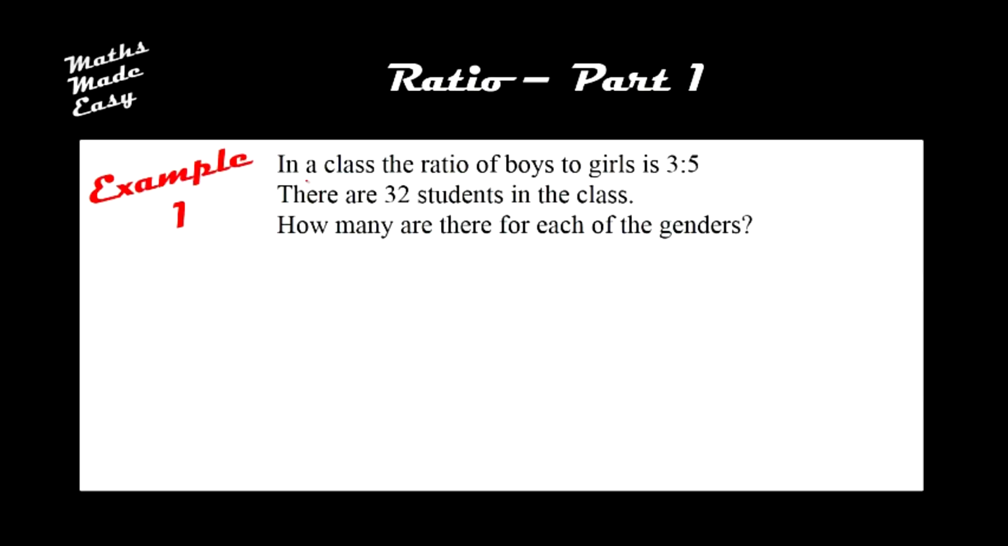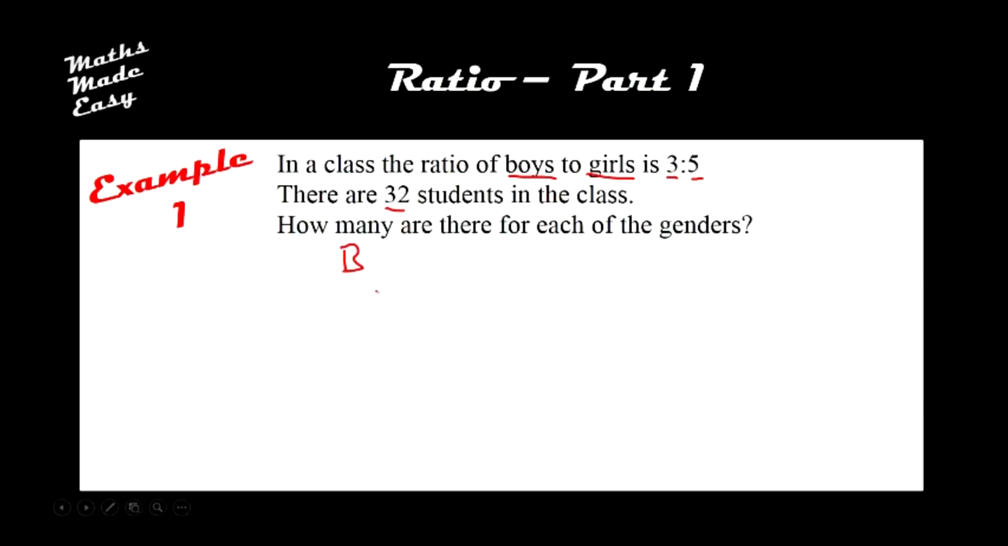So here we have an example question on ratio. It says in a class there are boys to girls in the ratio of 3 to 5. That means for every 3 boys there would be 5 girls. So boys represent the first part in the ratio, girls represent the second part. And we're told that there are 32 students in total.